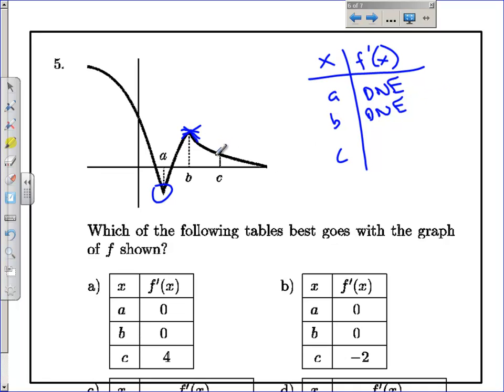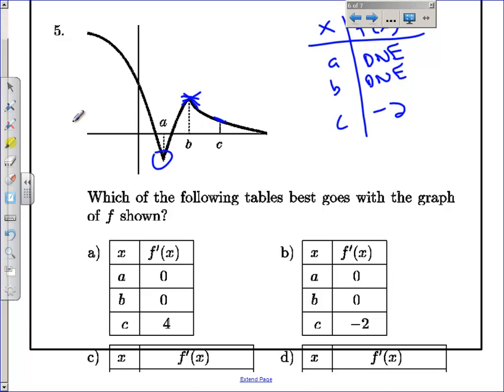At c, we can find a derivative. We can actually even approximate it. At c, it's some value that's negative. I'll say -2 or -1. It doesn't matter. So there's our table. And again, I'm sorry, my tables, you can see, went off the page.